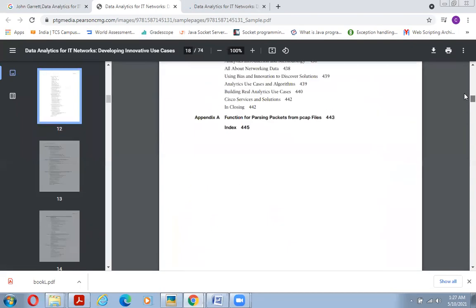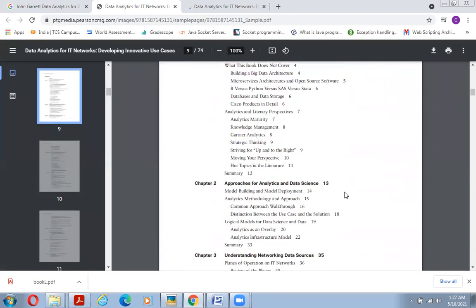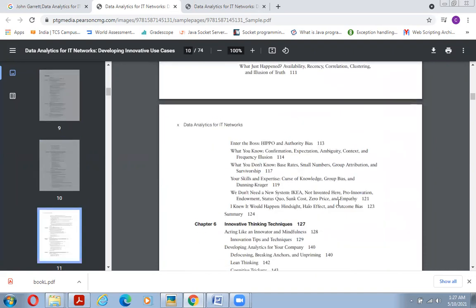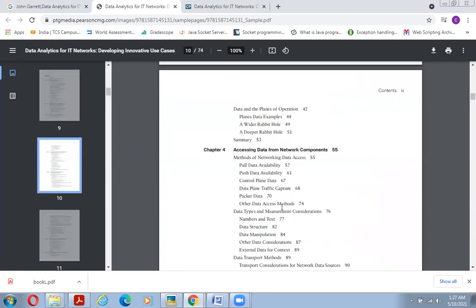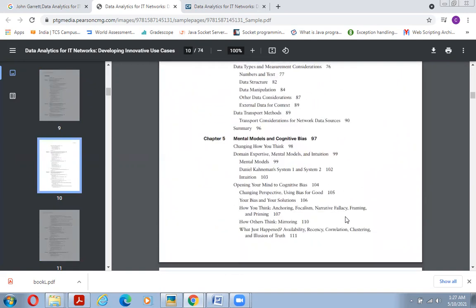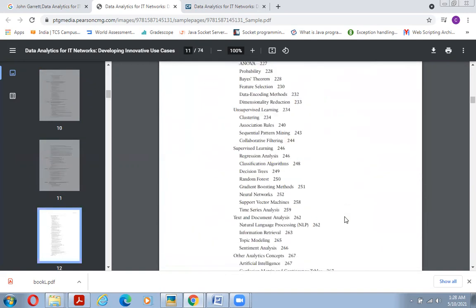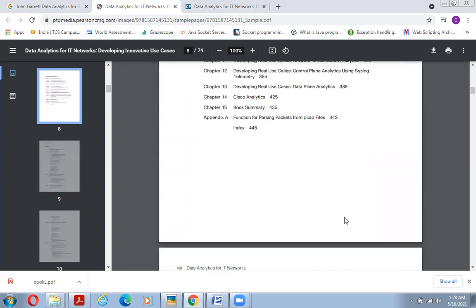74 pages of this for our study. This is chapter 1. 74 pages means that we are able to understand from chapter 1 until chapter 4; we can get access.